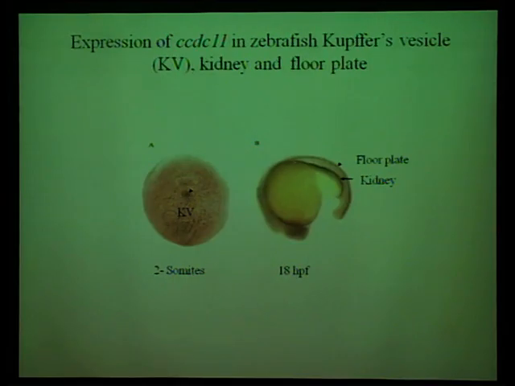CCDC11 was expressed in the kidney tubules, floor plate or the spinal canal, and the KV or Kupffer's vesicle. KV is analogous to the ventral node of the mammals, and beating cilia in these structures drives a signaling cascade that determines the laterality of the visceral organs.